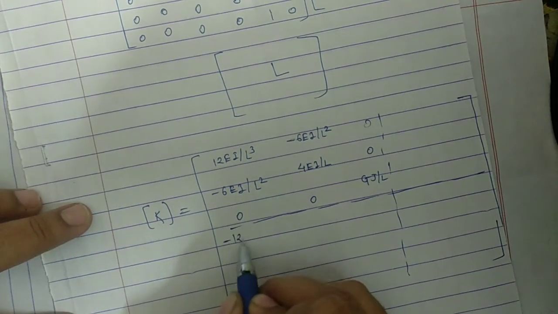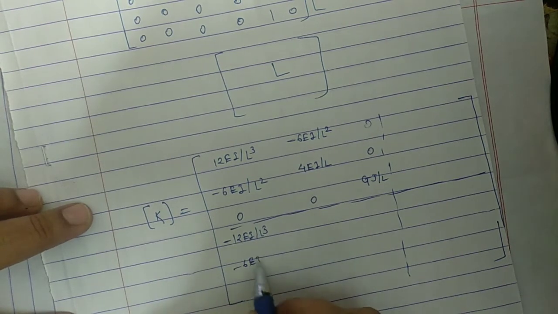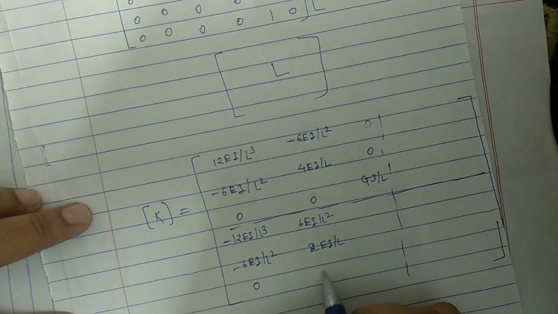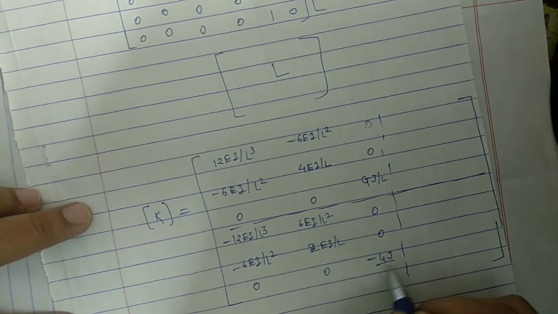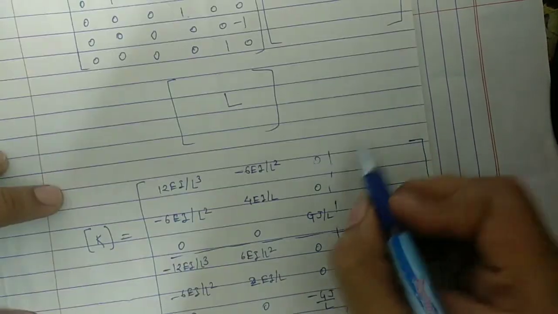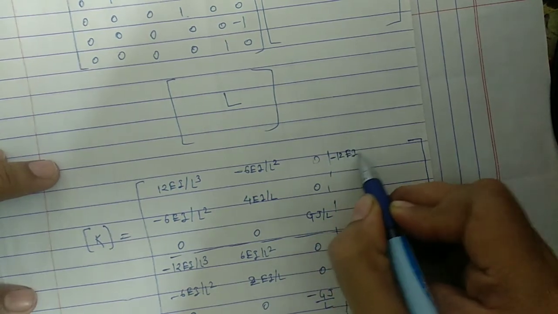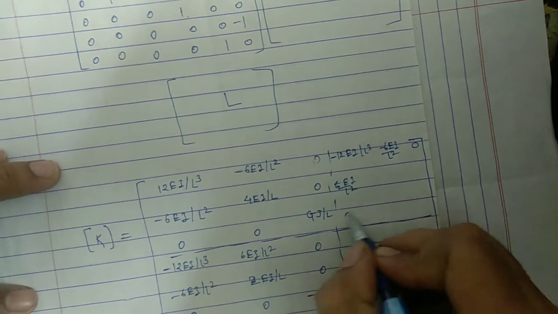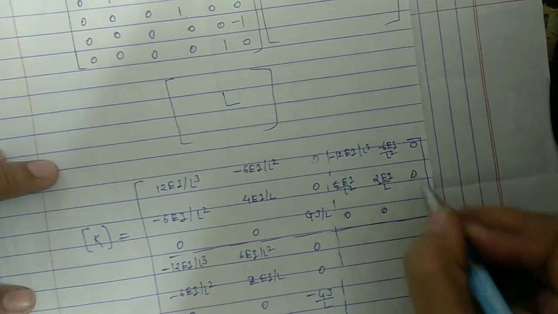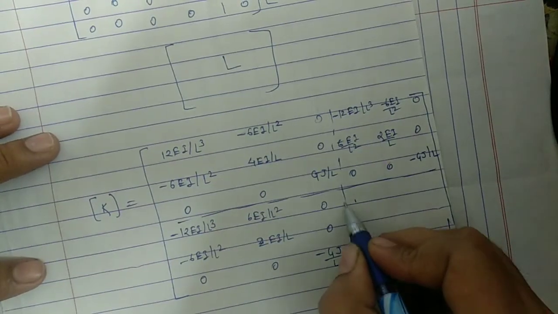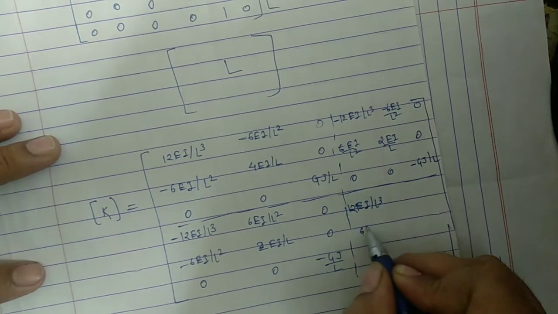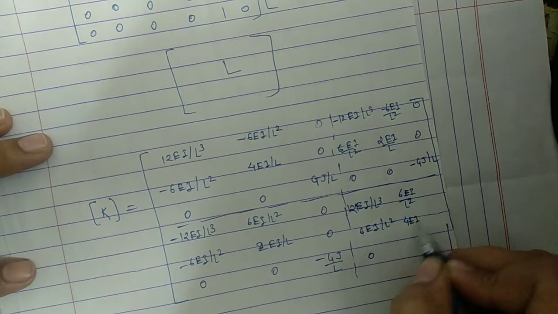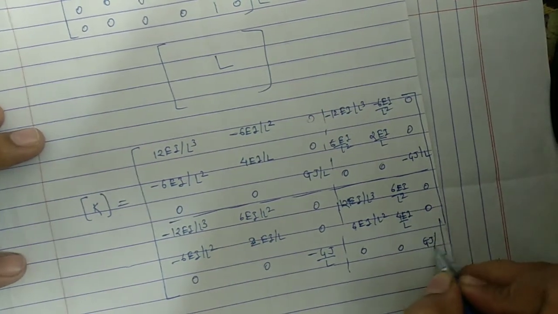Okay, next: minus 12 EI upon L cube, minus 6 EI upon L square, 0, 6 EI upon L square, 2 EI upon L, 0, 0, 0, minus GJ upon L. Okay, the same elements exist here with the sign: minus 12 EI upon L cube, minus 6 EI upon L square, 0, 6 EI upon L square, 0, 2 EI upon L, 0, 0 and minus GJ upon L. And last is 12 EI upon L cube, 6 EI upon L square, 0, 6 EI upon L square, 4 EI upon L, 0, 0, 0, and last is GJ upon L.